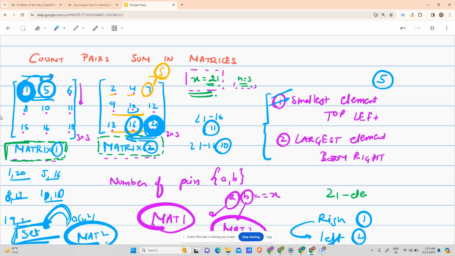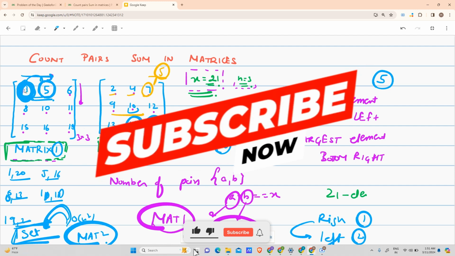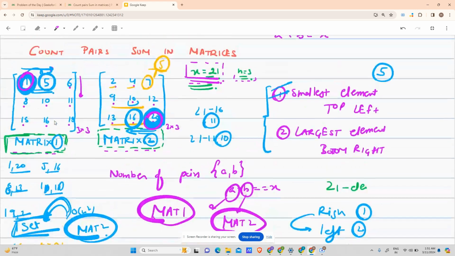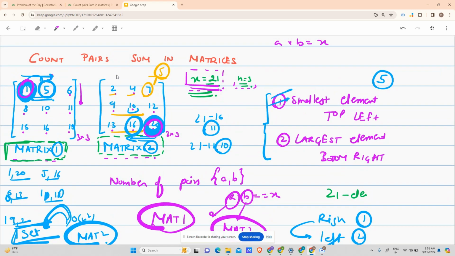So I'm standing here in the first matrix, standing here in the second matrix, right? Now if these two elements where I'm standing give me a sum of x, that is, if a plus b gives me a sum of x, what do I do? I increase my count, like I keep a count here. Otherwise, two conditions can arise. It is either less than x, or it is more than x.